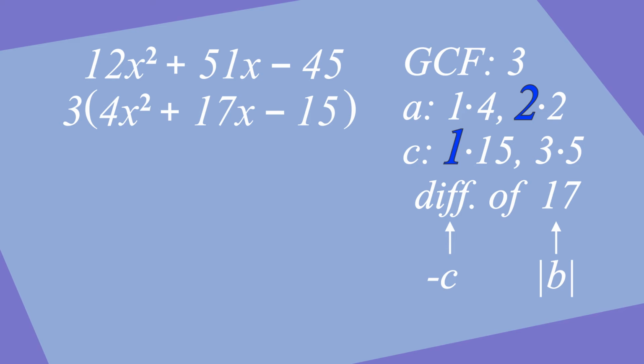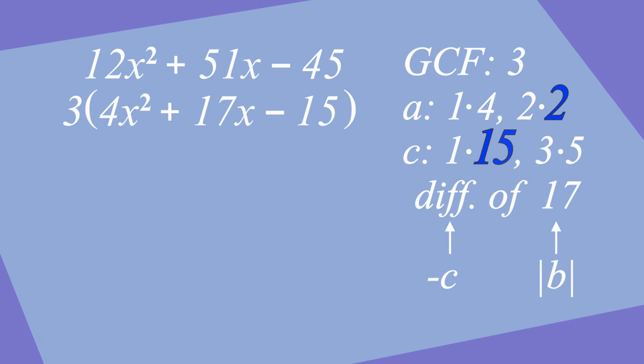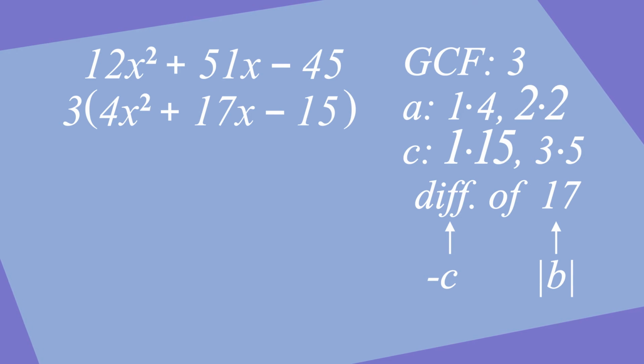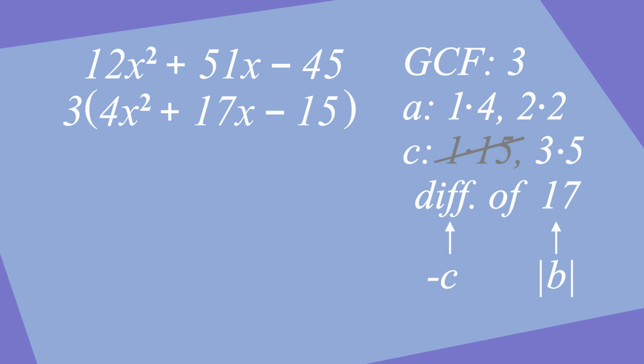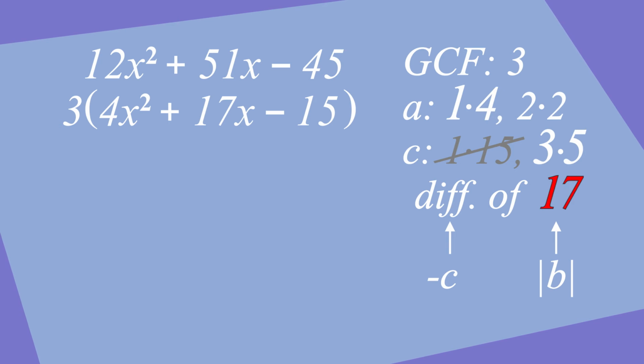2 times 1 is 2. 2 times 15 is 30. And the difference of 30 and 2 is also too large. We now know that the 1 and the 15 are not going to be used. Moving along, 1 times 3 is 3, 4 times 5 is 20, and the difference of 20 and 3 is 17, so that is the combination that we want.